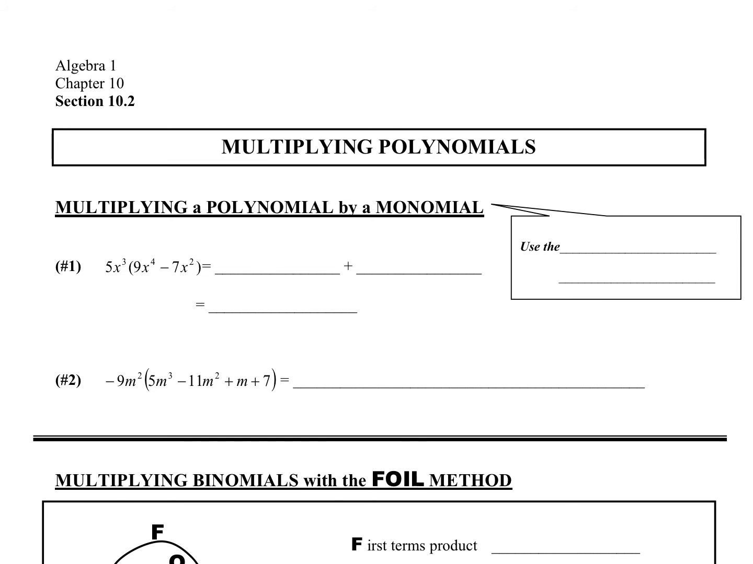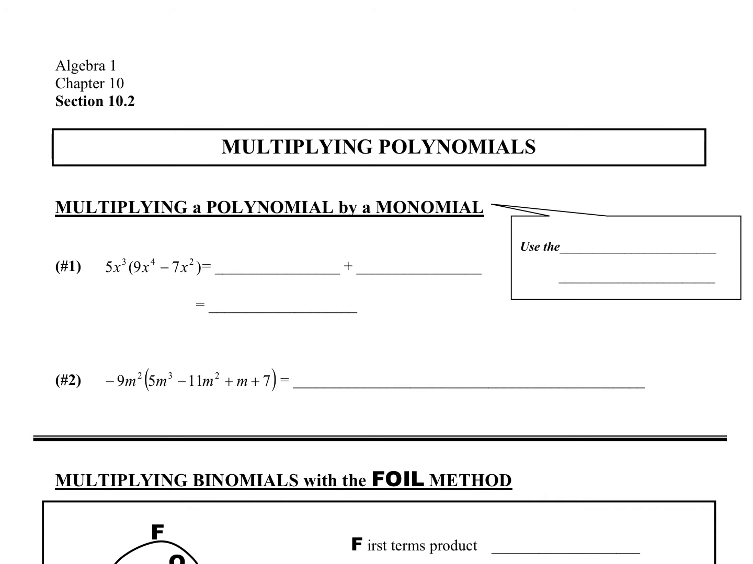Hello, Algebra 1 students. In the last section, we talked about adding and subtracting polynomials, and now we're going to be talking about multiplying them. The first type of polynomials we'll be multiplying is a monomial and another type of polynomial. When we have this, we're really just using the distributive property that we've already talked about.